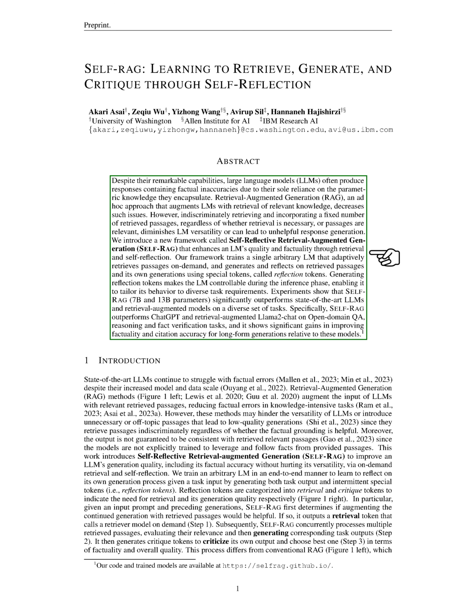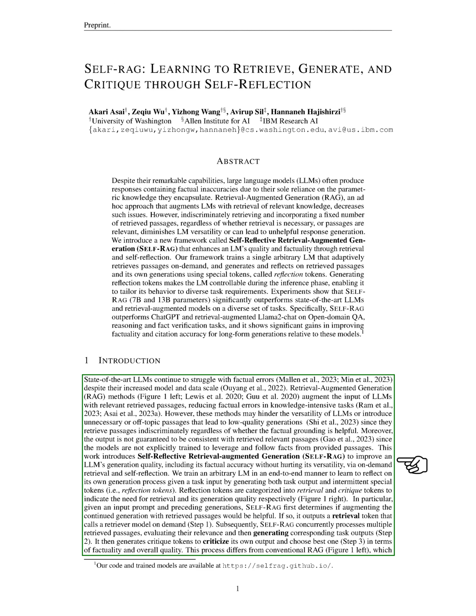When given an input prompt and preceding generations, SELF-RAG first determines if augmenting the continued generation with retrieved passages would be helpful. If it would be, it outputs a retrieval token that calls a retriever model on demand. Then, SELF-RAG processes multiple retrieved passages, evaluates their relevance, and generates corresponding task outputs. It also generates critique tokens to assess its own output and choose the best one in terms of factuality and overall quality. This process is different from conventional RAG methods, which always retrieve a fixed number of documents for generation, regardless of whether retrieval is necessary.